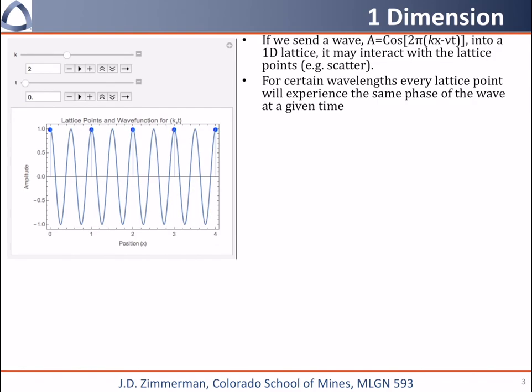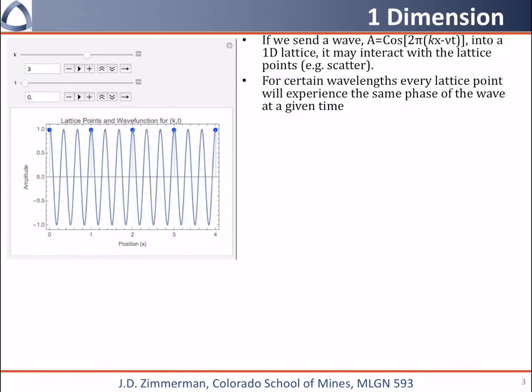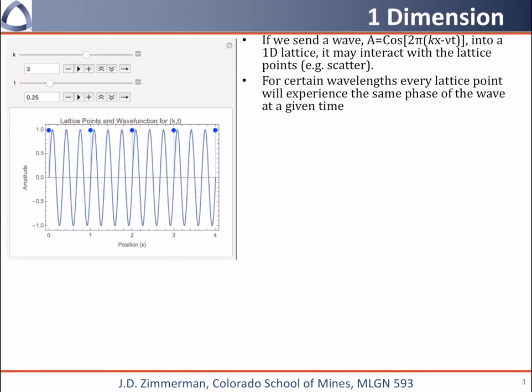Now, the wavelength I showed before was not the only wavelength that could end up with an equal phase at every lattice point. Here I've shown a wavelength of 1/2 of the translation vector. We could also use a wavelength of 1/3 of the translation vector. Now, I started with just a cosine wave, but we can also apply a phase offset. Here I offset the wave by 1/4 of a phase, and we see that still every single lattice point sees the same phase of the wave.